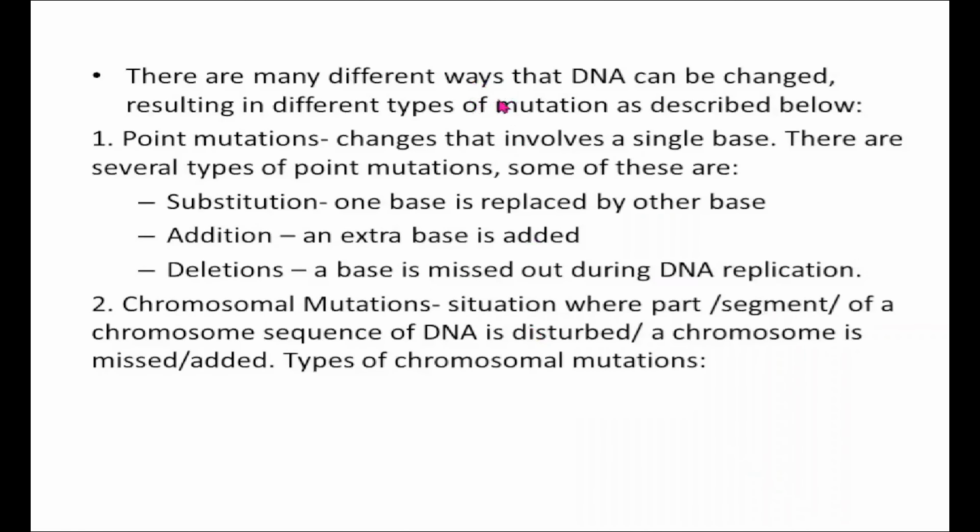There are many different ways that DNA can be changed, resulting in different types of mutation as described below. There are generally two kinds of mutation, gene mutation and chromosomal mutation. We call gene mutations point mutations. These are changes that involve a single base, which is why they are called point. There are several types of point mutations. Some of these are substitution, addition, and deletion.